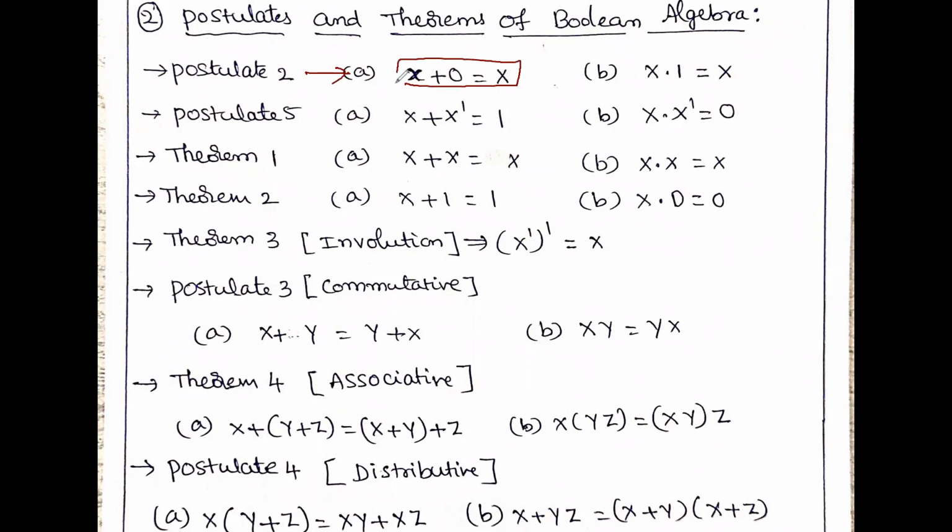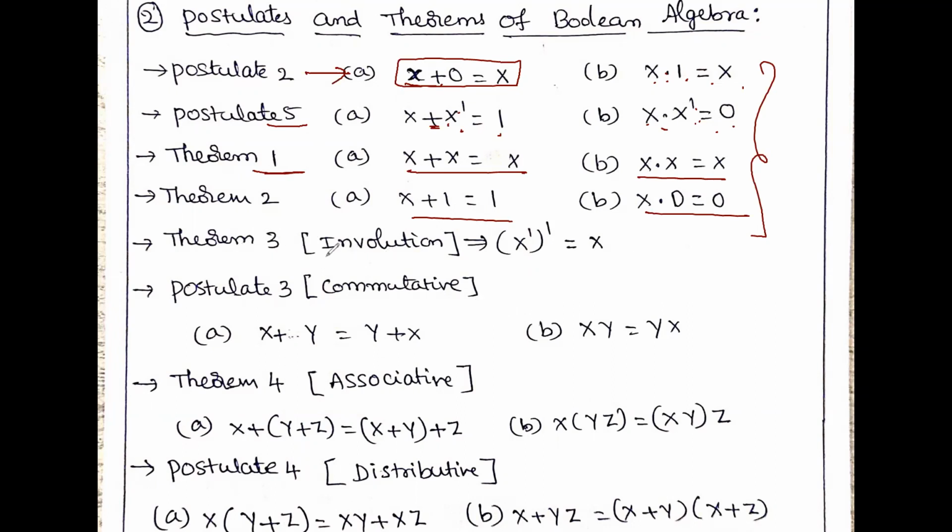This is x plus 0 equal to x over the plus operator. In the same way, we should write it for the dot operator, that means x dot 1 equal to x. Now, using postulate 5, x plus x dash equal to 1 over the plus operator, and over the dot operator it should be x dot x dash equal to 0. According to theorem 1, x plus x equal to x, x dot x also equal to x, x plus 1 equal to 1, x dot 0 equal to 0. All these we have already verified in the previous session.